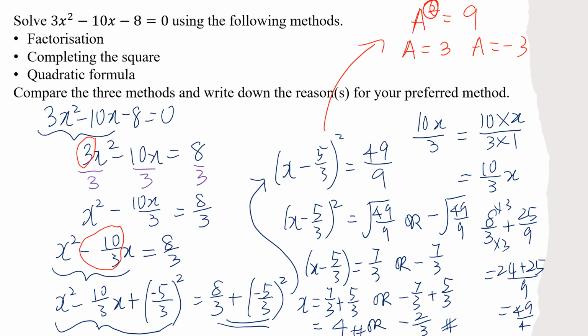But why is it that if you can use factorization using the cross method, why do you want to use completing the square? Why do you need to learn to use completing the square? So this is one question that you need to answer yourself.